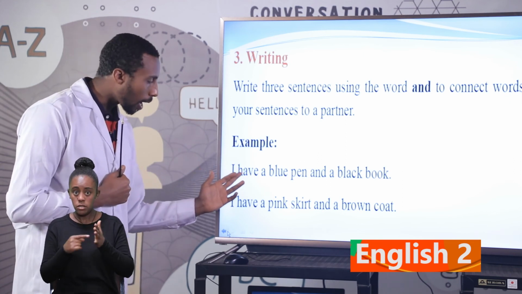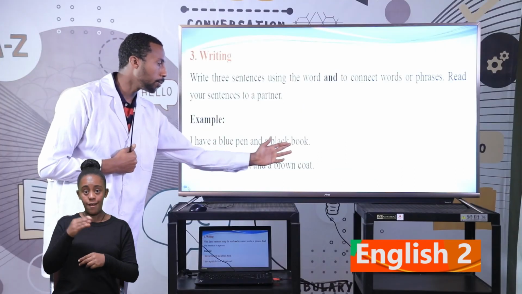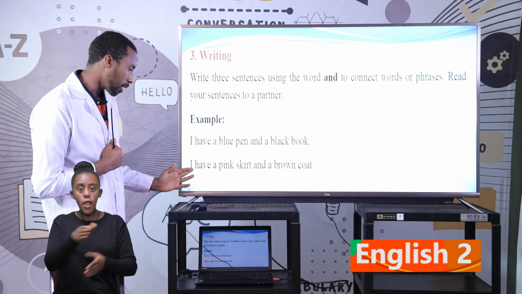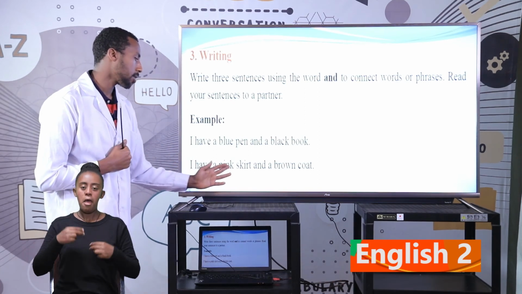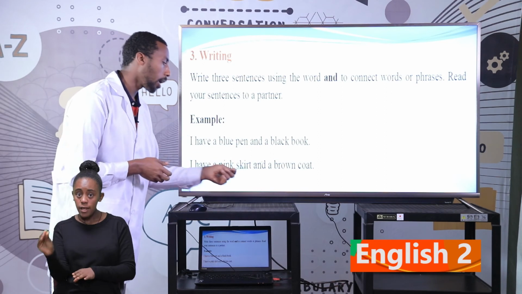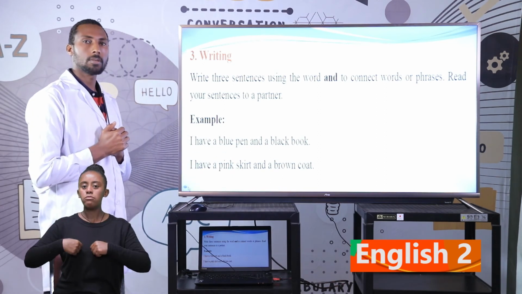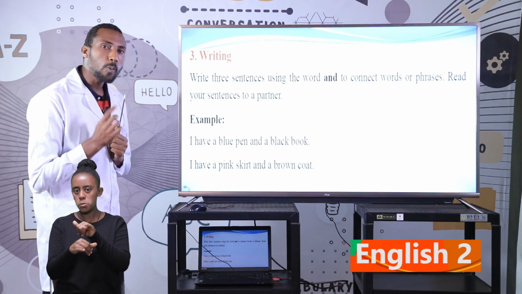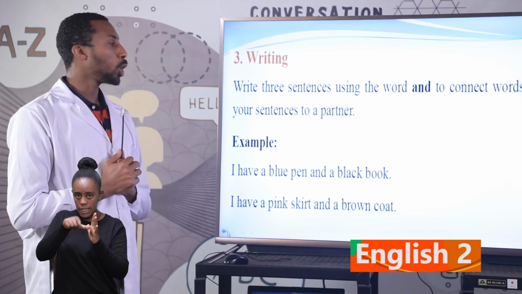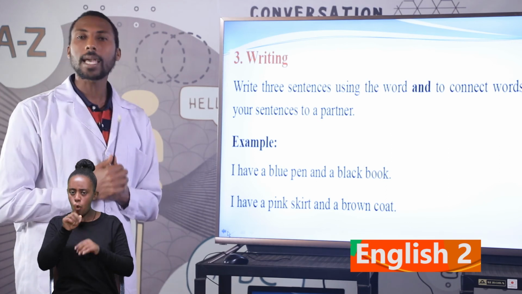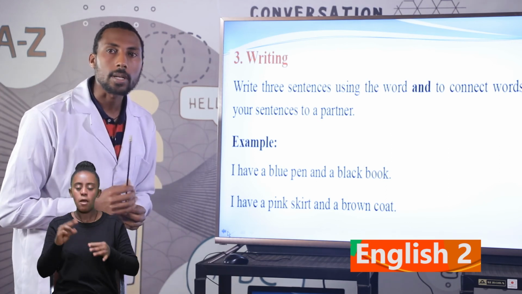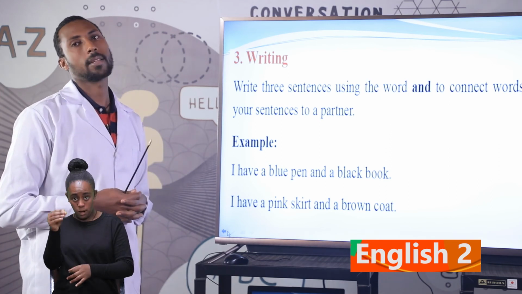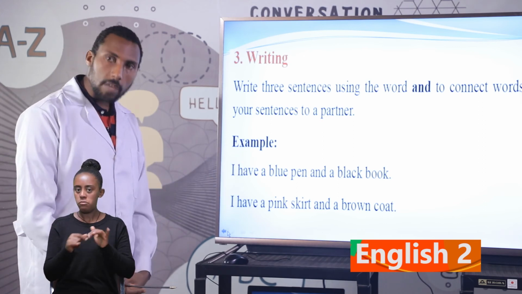Look at the example. I have a blue pen and a black book. In the second sentence, it says what? I have a pink skirt and a brown coat. So, in terms of this example, students, I give you 1 minute for this question. You have to create 3 sentences by using the word and, just like this example.